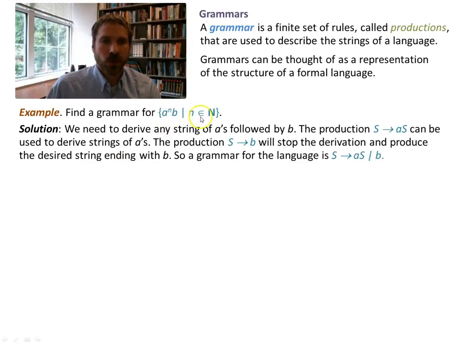Find a grammar for this language. Now we can go the other way, right? You're given a language, let's come up with a grammar: A to the n, B. So I want as many A's as I can get, and I always want to end with a B. So we're going to derive any string of A's followed by B.